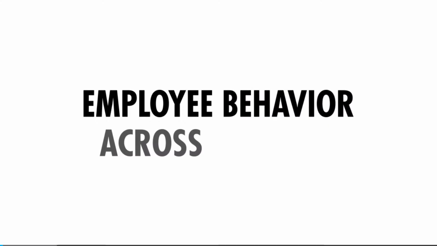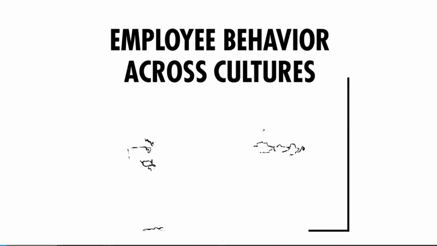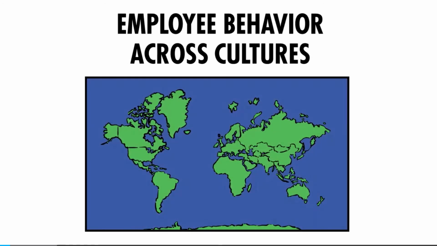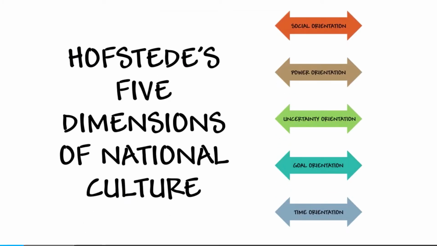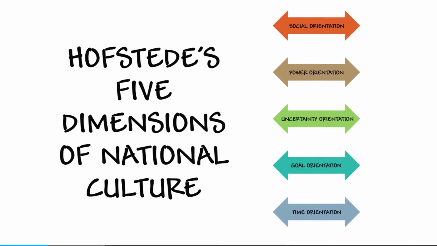Employee behavior across cultures. Managers in an international business need to understand what motivates people in different cultures, to understand both their employees and customers. Geert Hofstede is a social psychologist who identified 5 different dimensions along which people seem to differ across cultures. While individuals certainly vary within a culture, these dimensions are important to understanding general patterns of behavior within a culture.